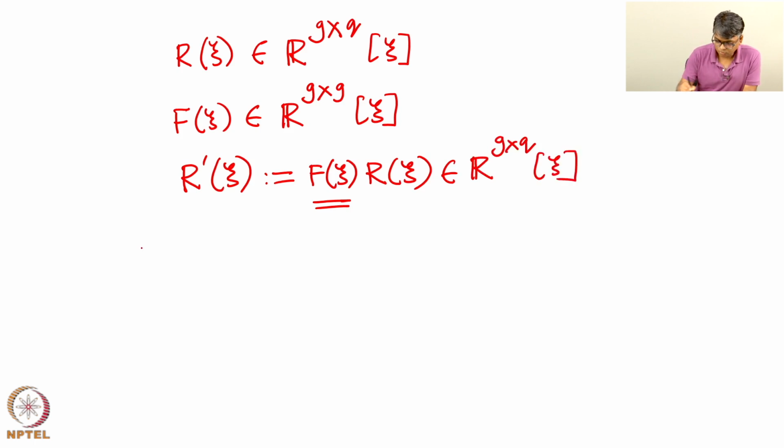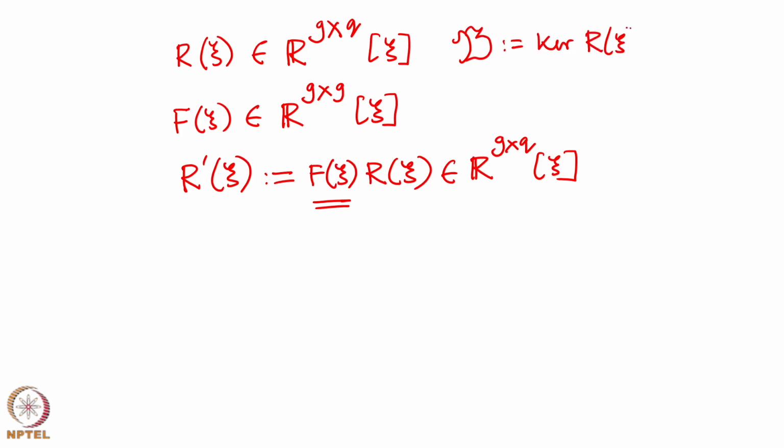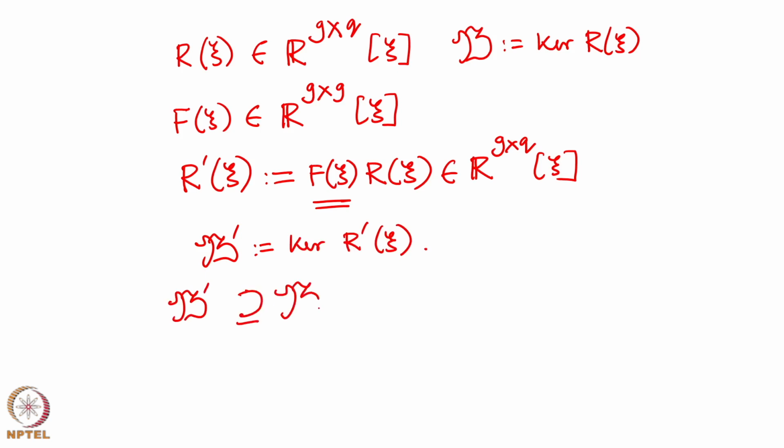So obviously now if I define B to be the kernel of R psi and B prime to be the kernel of R prime psi, then as we have seen before, B prime contains B. Okay? Now what if F psi were invertible? Now we have to be very careful about this inverse. What do we mean by invertibility?